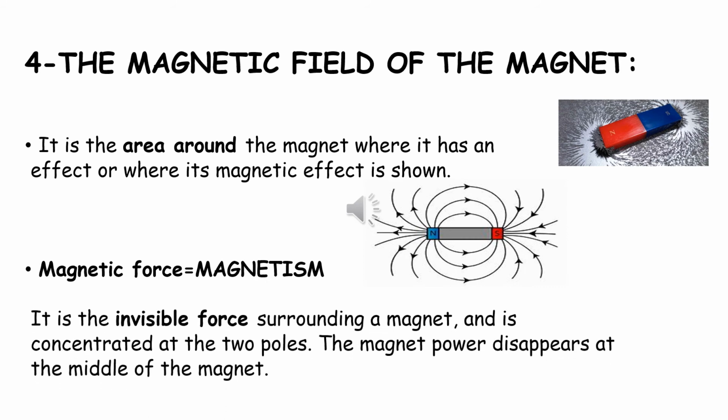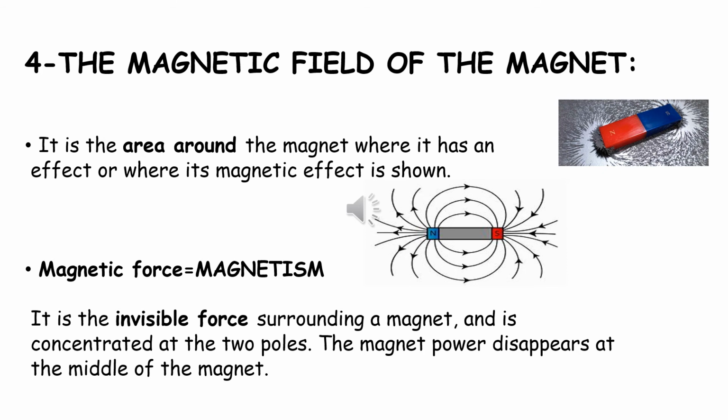Now let's talk about the fourth property of the magnet. Any magnet has a magnetic field around it. The magnetic field, it is the area around the magnet where its magnetic effect is shown. In this area, the magnet can attract the magnetic substance. Any magnetic substance outside this area, the magnet cannot attract them.